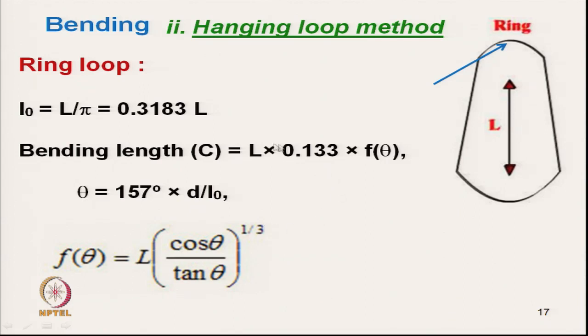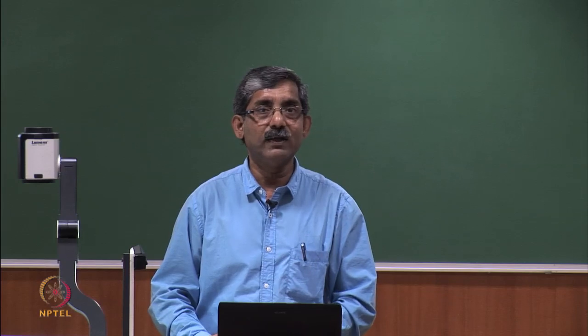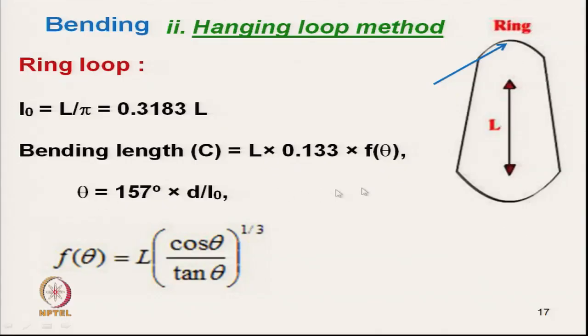If we can calculate this difference, we will get different values of theta, and from there we can calculate the function of theta, and using this function of theta value we can get the bending length, knowing the length of the strip. For the other loop methods, the only difference will be this formula.